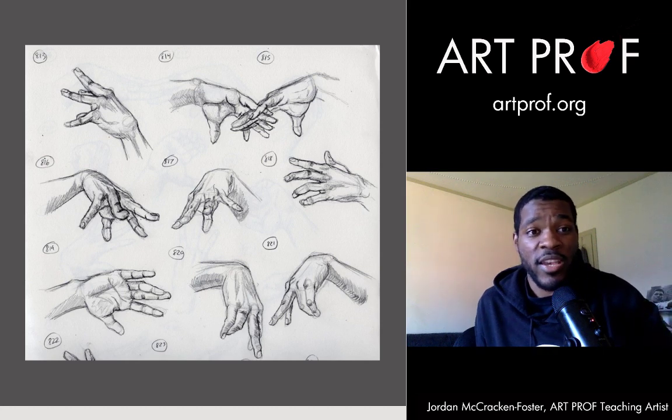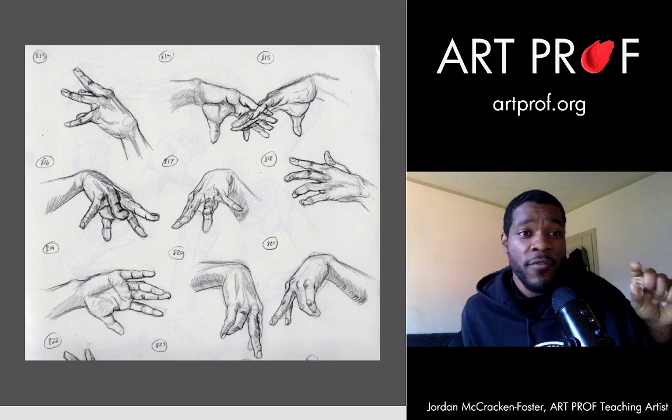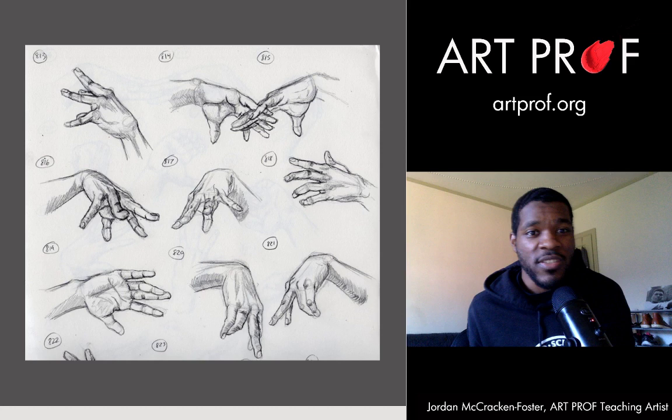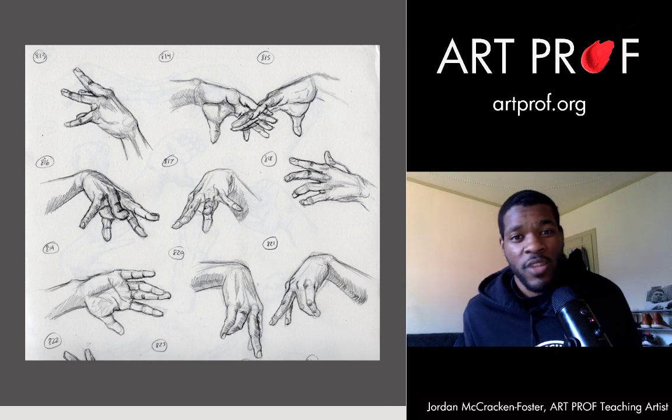So in this section, I did a bunch of hand studies, right? And if you look at the numbers very closely, it says like 815, 816, and basically this was a series of 1,000 hands I was doing when I was in high school. It took me a long time to finish.